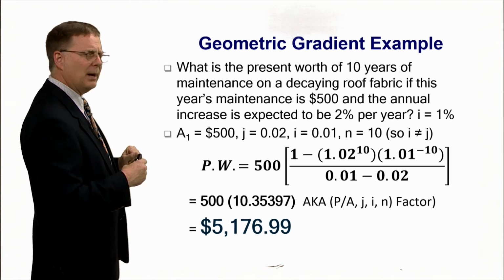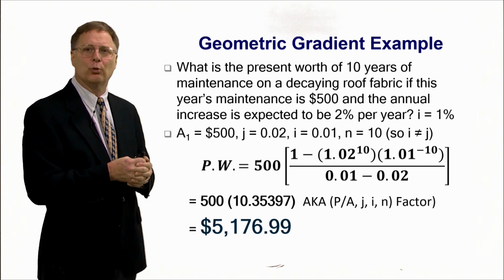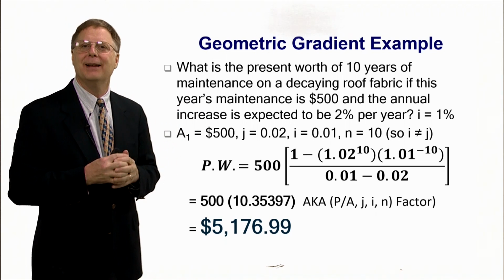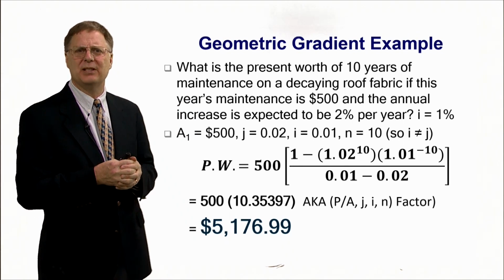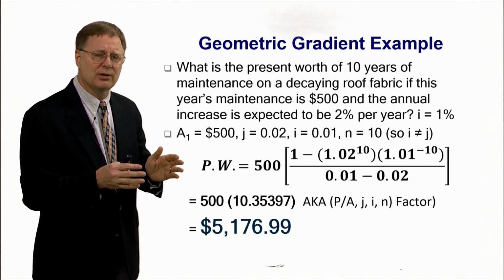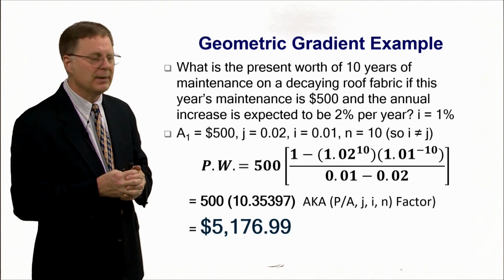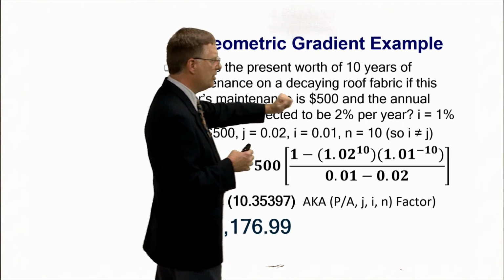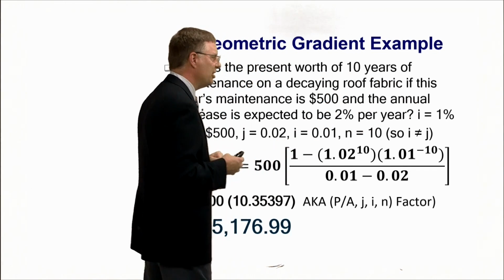So let's do a couple examples. What's the present worth of 10 years of maintenance on a decaying roof fabric? We're back to roofs, I'm sorry, but we're going to go back to roofs, and what is the present worth of 10 years worth of maintenance on that? If we expect it to be $500 this year, and we expect the annual increase to be 2% per year. Well, the I for 10 years is 1%. We can go back to that table, pull out that 1%.